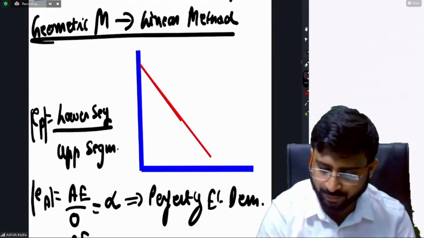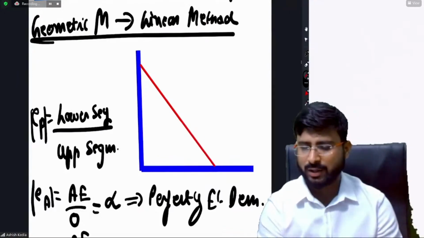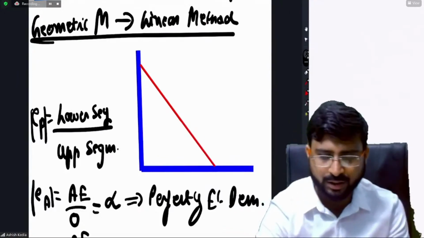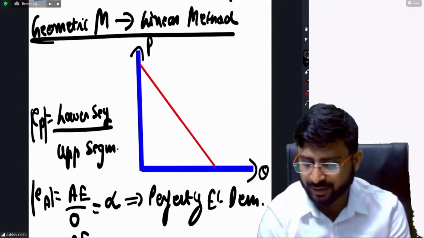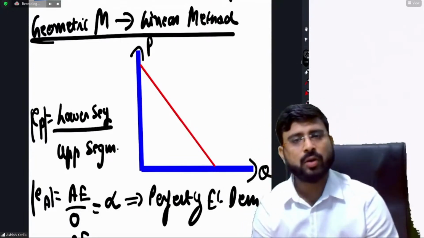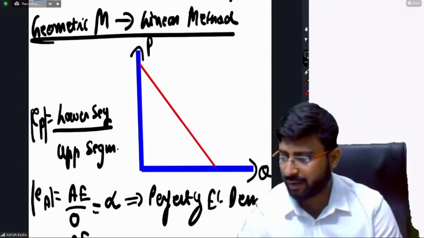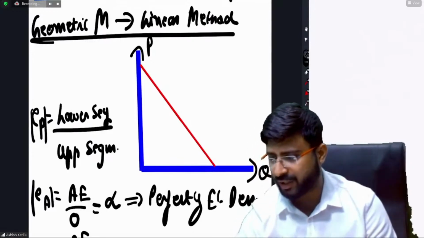Let me draw a demand curve. This is what, everybody? Yes, you got it correct. A demand curve. This is the price axis. This is the quantity axis. Now, there are 5 points on it.